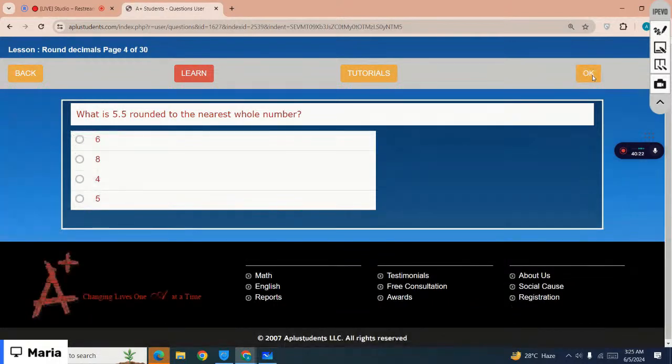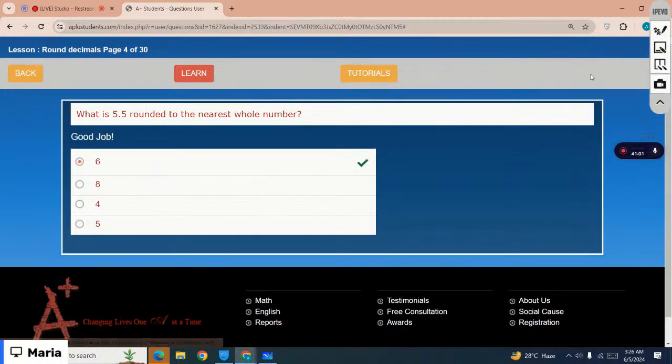What is 5.5 rounded to the nearest whole number? So which is the correct option? 6 it is. You need to round up. The correct option is 6.